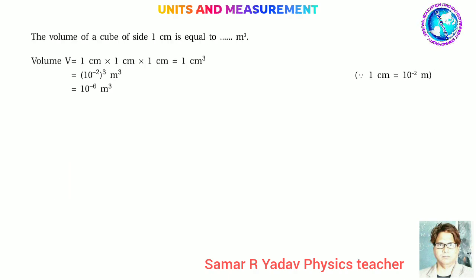The volume of a cube of side 1 centimeter is equal to dash meter cube. Volume V is equal to 1 centimeter into 1 centimeter into 1 centimeter, which is equal to 1 centimeter cube. 1 centimeter is equal to 10 power minus 2 meter, so it is [10 power minus 2] raised to 3 meter cube, which is equal to 10 power minus 6 meter cube.